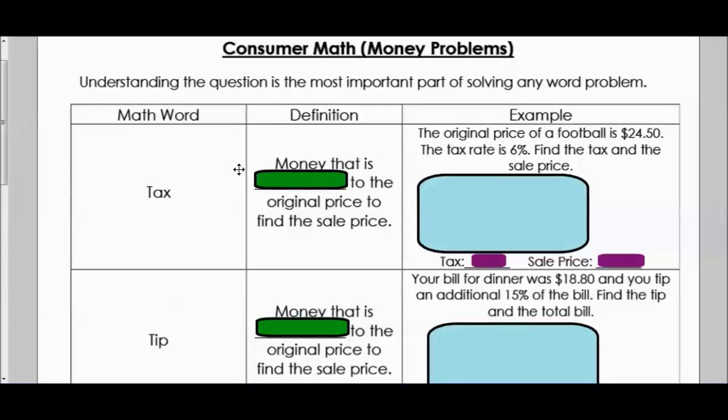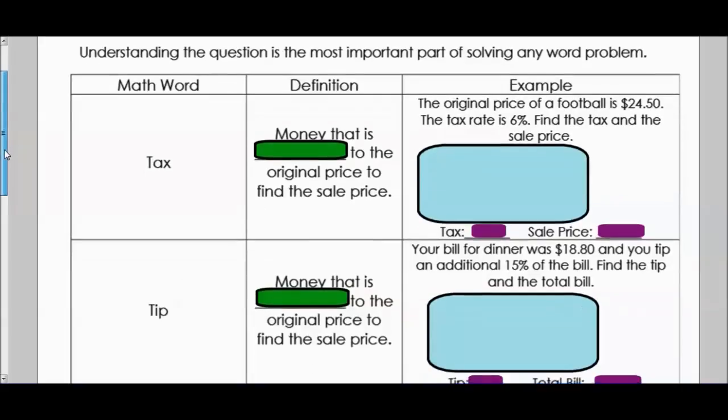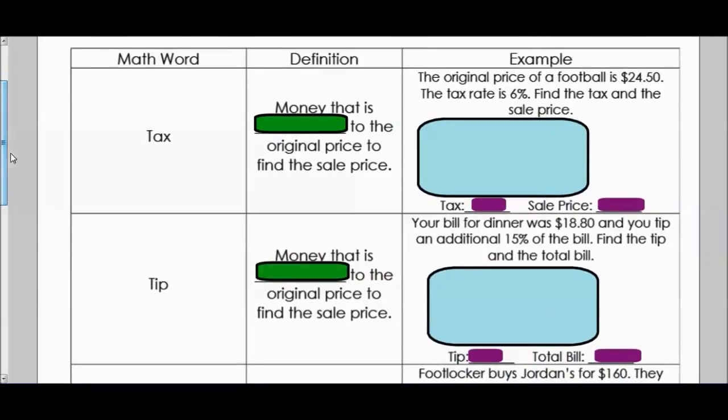This video is going to be talking about consumer math problems, basically anything that deals with money. Understanding the question for any word problem is the most important part, especially when we're dealing with these types of problems. We need to make sure we know what they're looking for. Each of these example problems is going to be looking for two things.